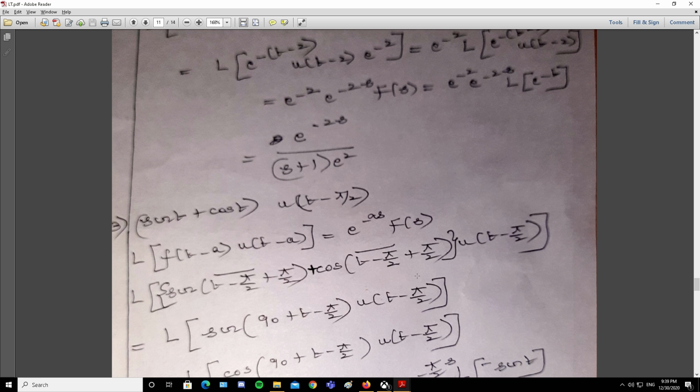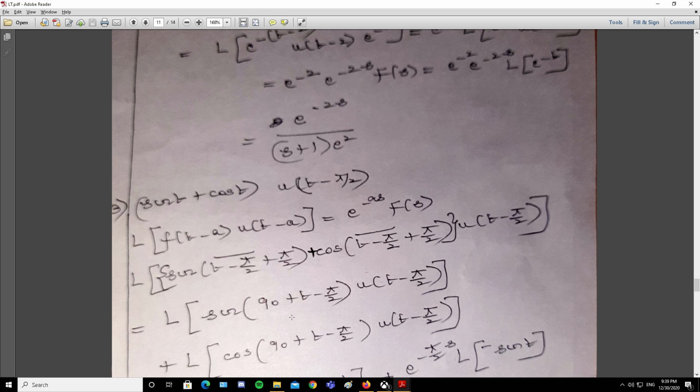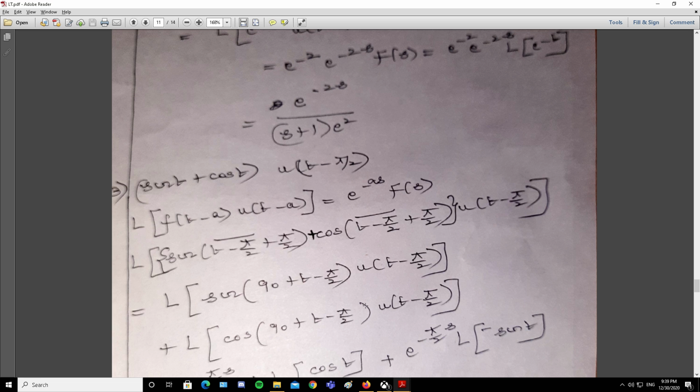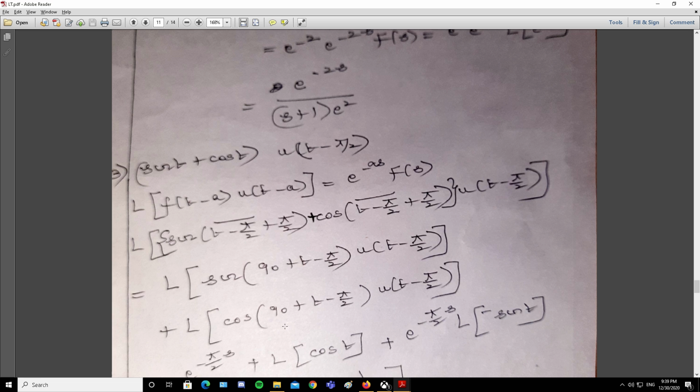So split into two terms. Laplace of sin of 90 plus t minus pi by 2 into u of t minus pi by 2 plus Laplace of cos of 90 plus t minus pi by 2 into u of t minus pi by 2.